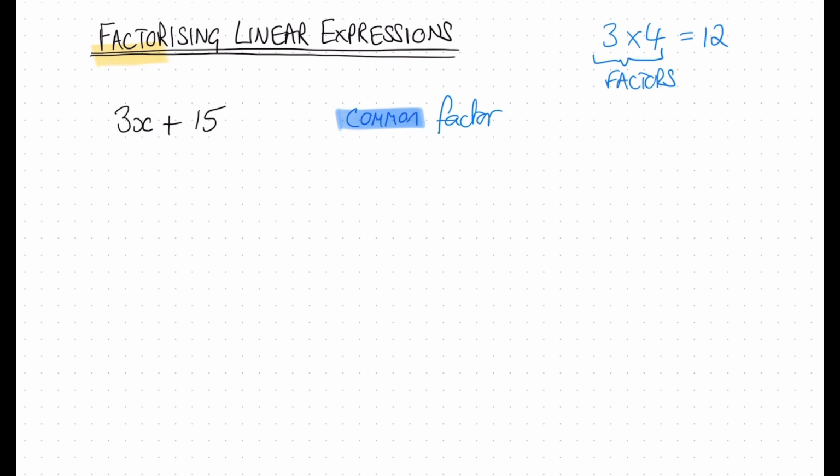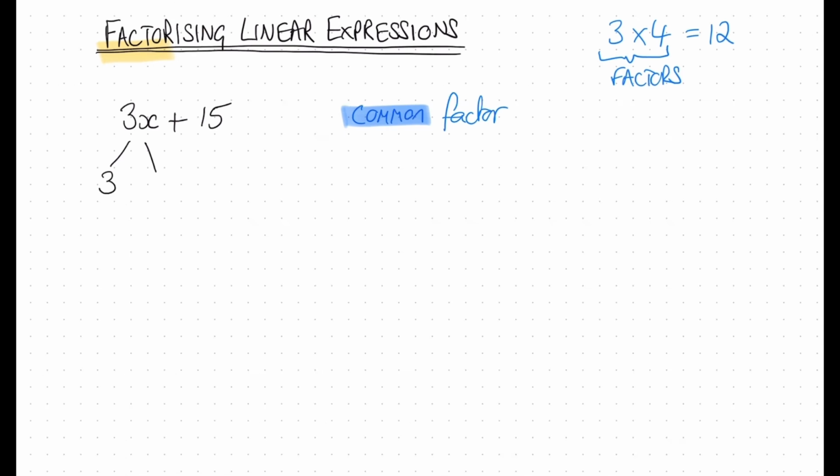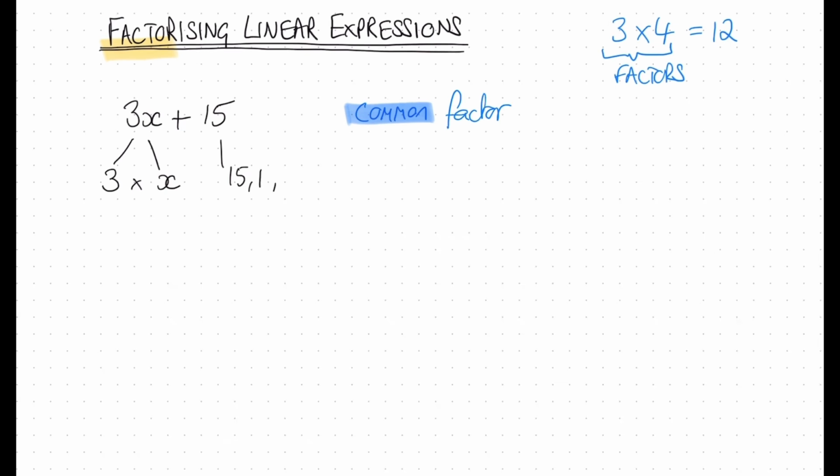So we've got 3x plus 15. Now we need to look at 3x. The two factors, the two things that multiply together here, are a 3 and an x. Now we then need to look at the 15. And we go, what are the factors of 15? Well, we've got 15 and 1. And we've also got 3 and 5.